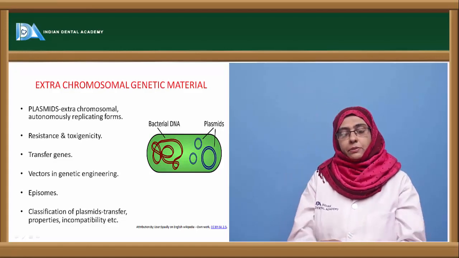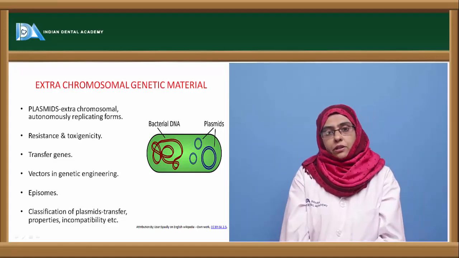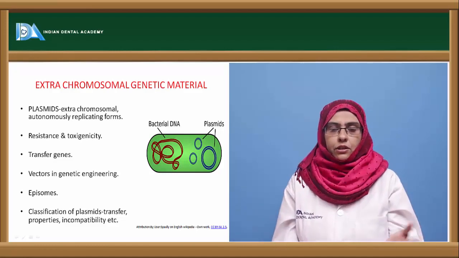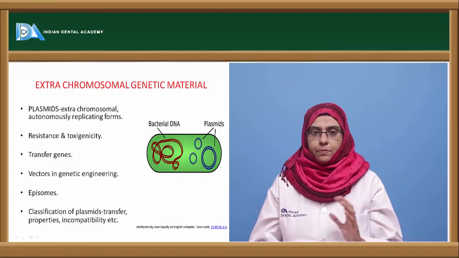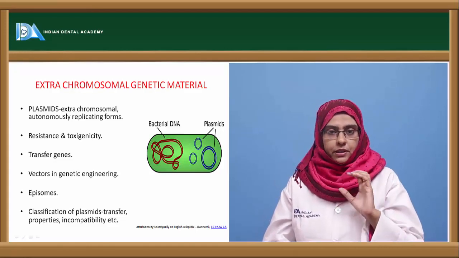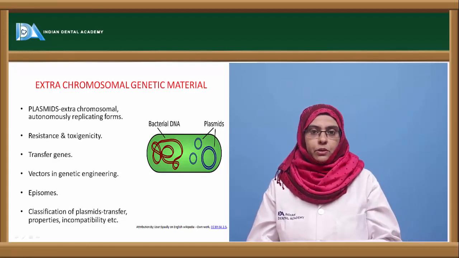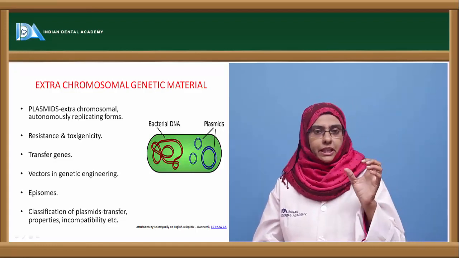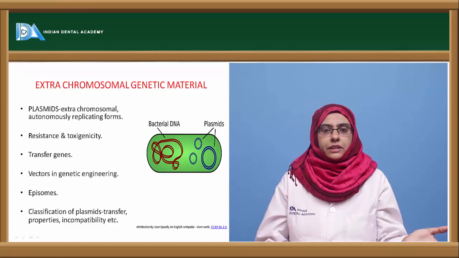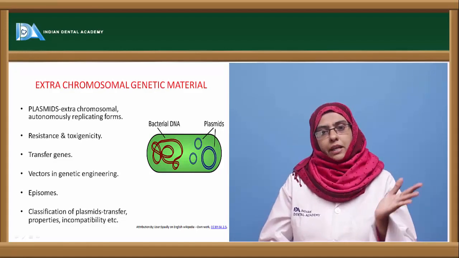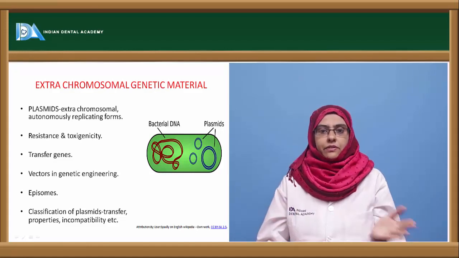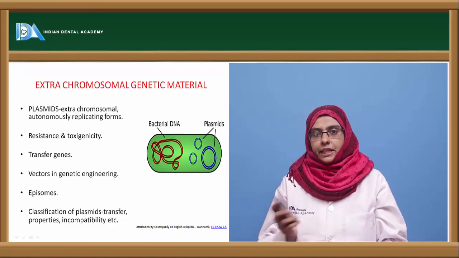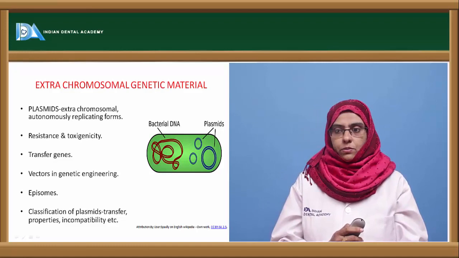And sometimes these plasmids also have the ability to get integrated into the bacterial chromosome. So a plasmid that has integrated into the bacterial chromosome is called an episome. The important characteristic feature of an episome is that when it comes out of the bacterial chromosome, sometimes it can carry certain genes that are present in the bacterial chromosome and transfer them to the other cell to which it is going to get transferred. So episomes are plasmids integrated into the bacterial chromosome.